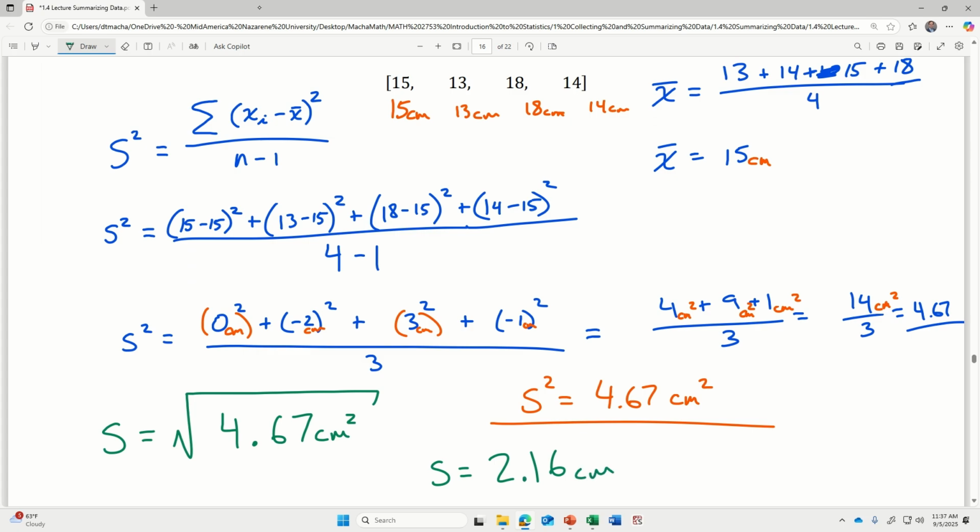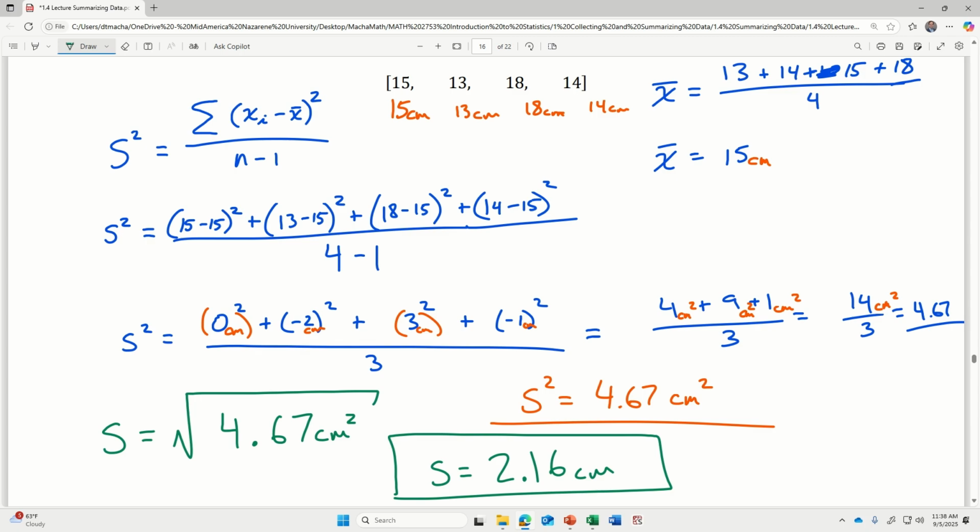And now I can tell you that the standard deviation is 2.16 centimeters, and that's a unit of length again. And we can go back and look at what my deviations were, which were like 0, -2, 3, -1, and 2.16 kind of sounds like it could be a deviation. It kind of sounds like it fits in with this group of 0, -2, 3, -1. That's why we call it the standard deviation.